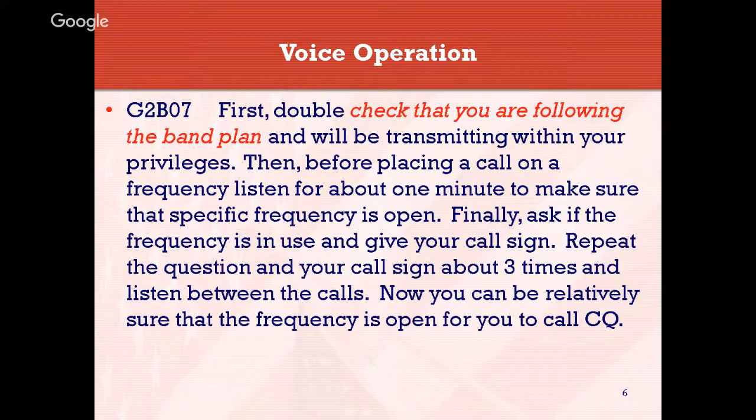All right. First, double check that you're following the band plan. Again, this is what we talked about in the FCC rules. You're within your privileges, and you don't want to be operating outside those bands or those privileges. You don't want to be operating near the edge of the band as well. If you're on 20 meters, the top end of 20 meters is 14.350. You do not want to be transmitting on 14.350. You don't even want to be operating on 14.348. You want to be a little bit below that.